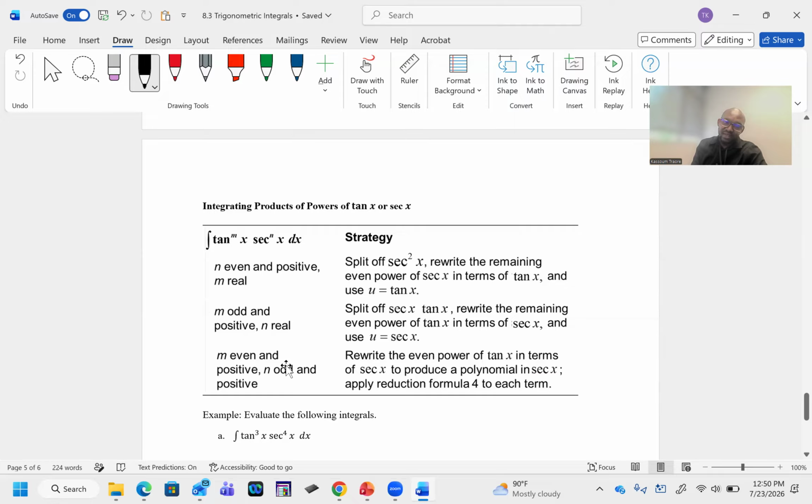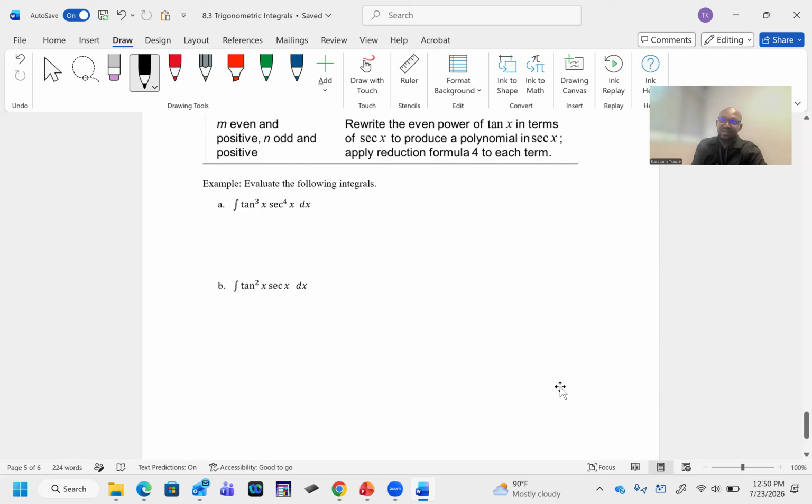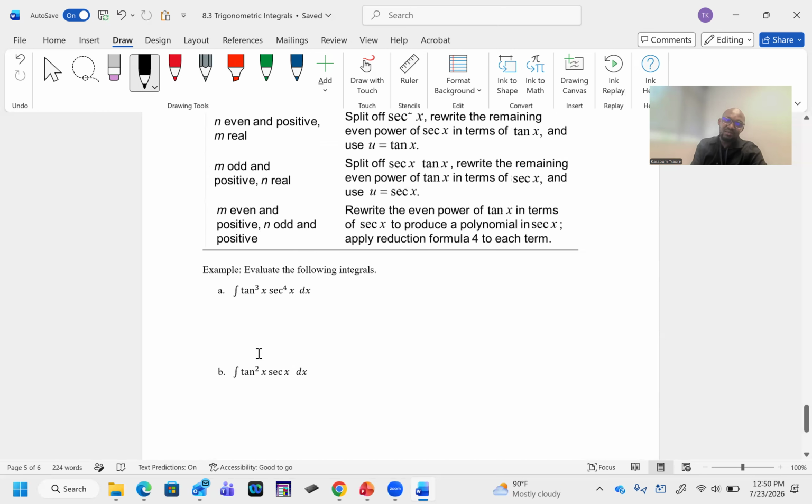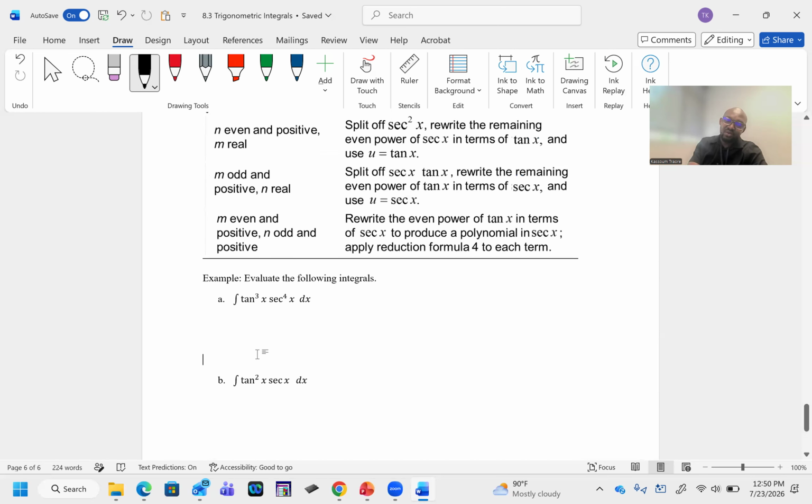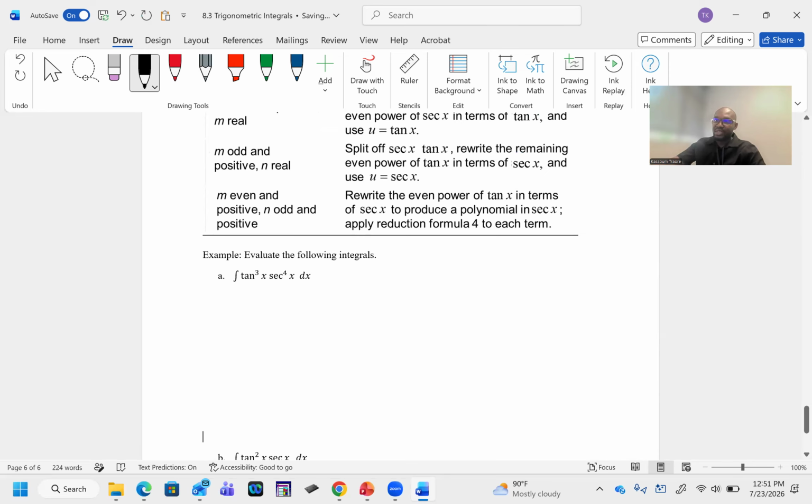If m is even and positive, and n is odd and positive, rewrite the even power of tangent x in terms of secant x to produce a polynomial in secant x. Apply. So read this one before you start anything. Let me try to do these two examples quickly, and then we will resume this section.